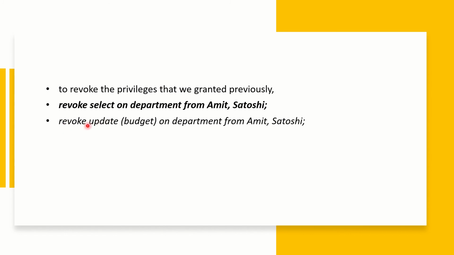And one more example: revoke update budget on department from Amit, Satoshi. We already wrote a command to grant permission to update the budget field on the department table to these persons, which is withdrawn by using the revoke command. So revoke update budget means that the right to update the budget attribute on the department table is withdrawn from Amit and Satoshi.